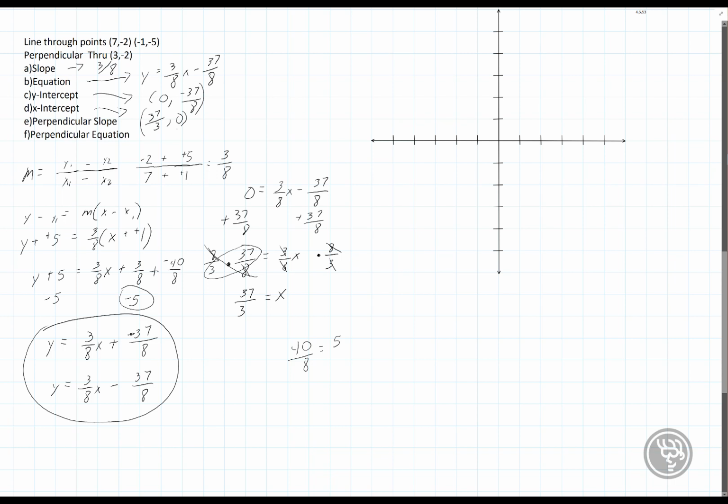Okay, so these numbers are getting big, and I still have 2 more things to go through. So let's go through the next 2 things that we need to figure out, which is the perpendicular slope. For example, our slope for this one, we have to change the 3/8 to its perpendicular slope.